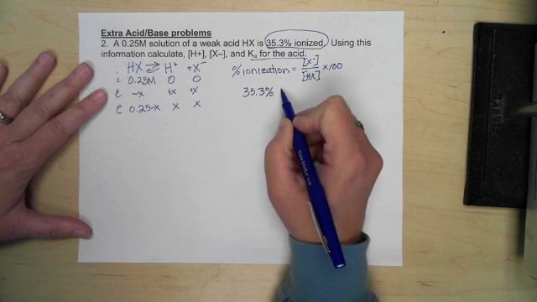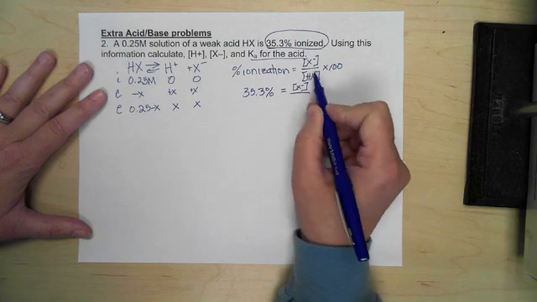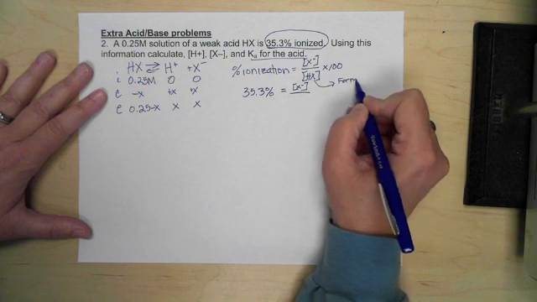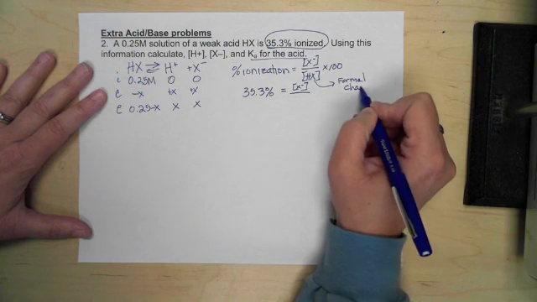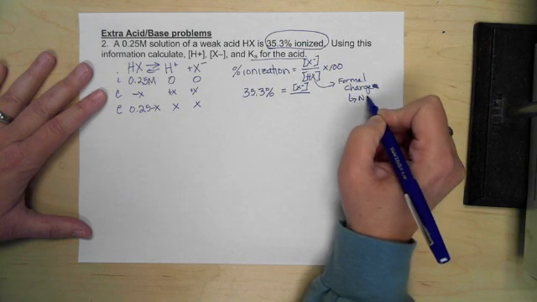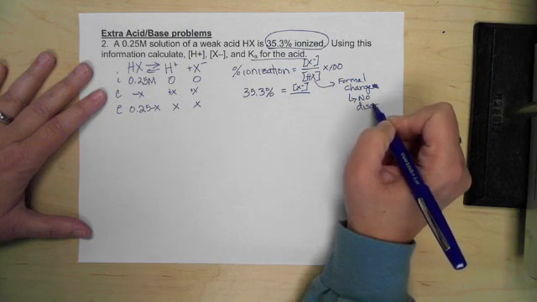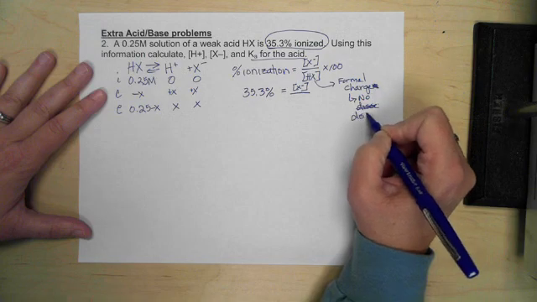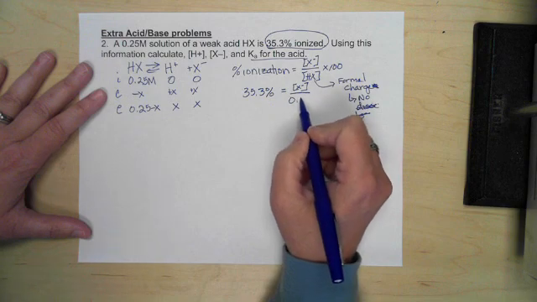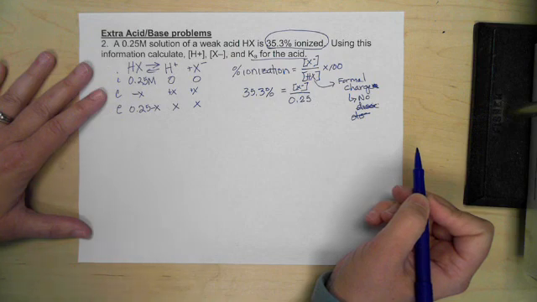So here we know 35.3% is equal to X minus over HX, and for the HX we use what is called the formal charge. Now the formal charge is pretending no dissociation. So we pretend, I can't spell dissociation, forget it, dissociation, okay? So our undissociated species is 0.25 molar.